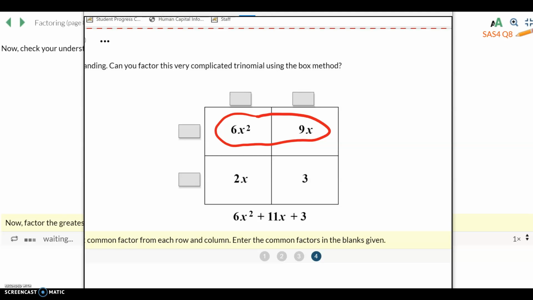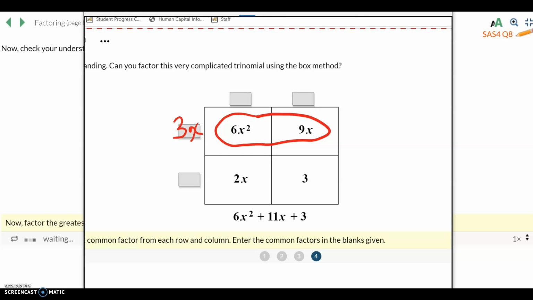They both have x, so we know that we could have an x. Then we have a 6 and a 9. I can't take anything more out because this one's the only one with an exponent. So I can take out 1x, but I can't take out more than 1. And since this one has a 6 and that one has a 9, the only thing they have in common is a 3. So I'm going to do 3x, and that covers this section.